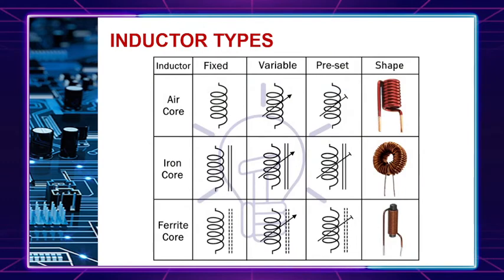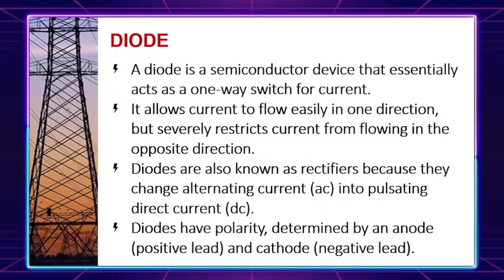So these are its types. We have the fixed, variable, we have the preset or the adjustable inductor. And this is the actual shape. So we have an air core type, iron core, and ferrite core. So these are the different types of inductor.